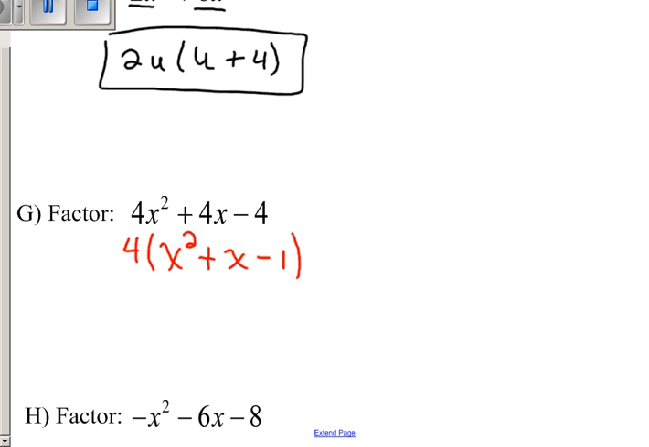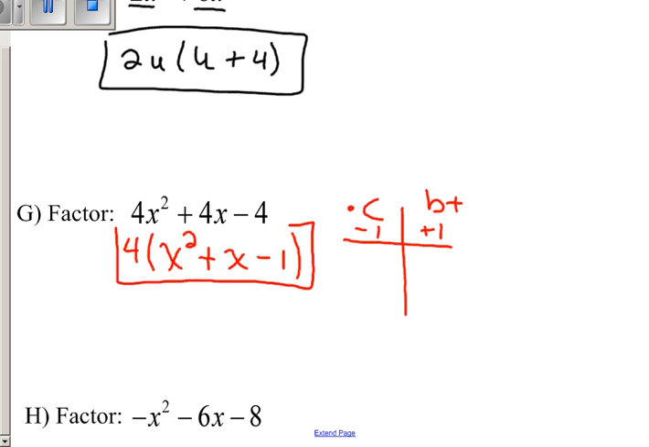If I look at this problem, it looks like this could possibly be basic factoring. Basic factoring says what multiplies to be c and adds to be b. What multiplies to be -1 and adds to be +1? Nothing. There's nothing that will multiply to be -1 and add to be +1. So my final answer is 4 times the quantity x squared plus x minus 1. That's it, because x squared plus x minus 1 is not factorable.